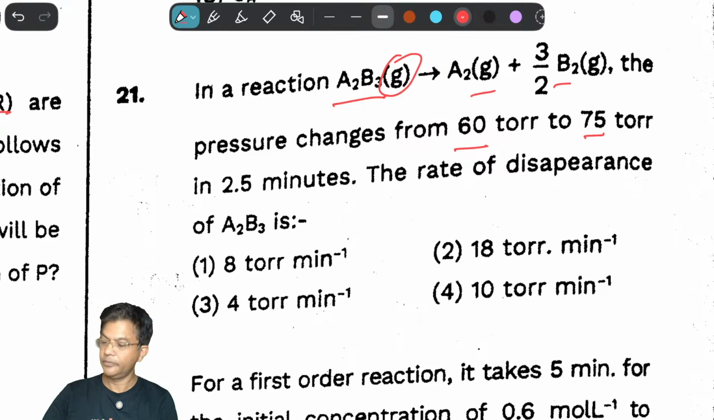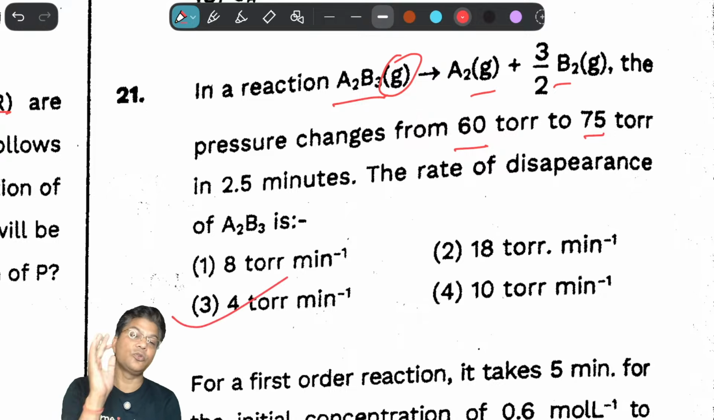Kareens, welcome. Jai Jagannath is going for 3. Third is the correct answer. But how to do it, kids? It's not that easy. How will you do it?